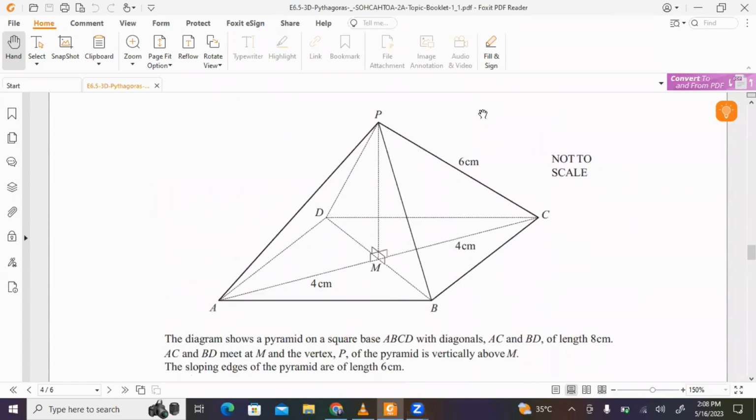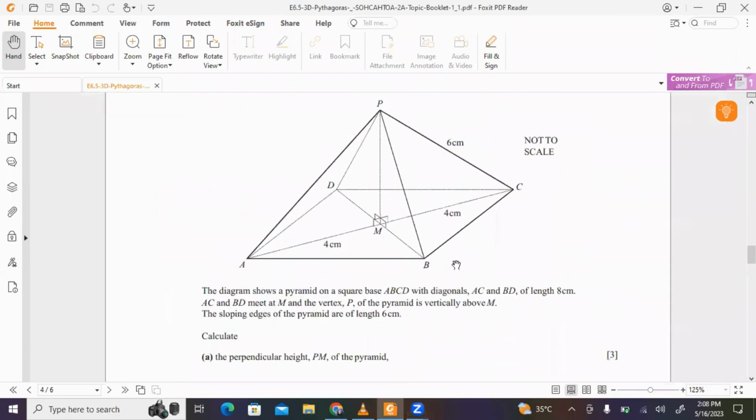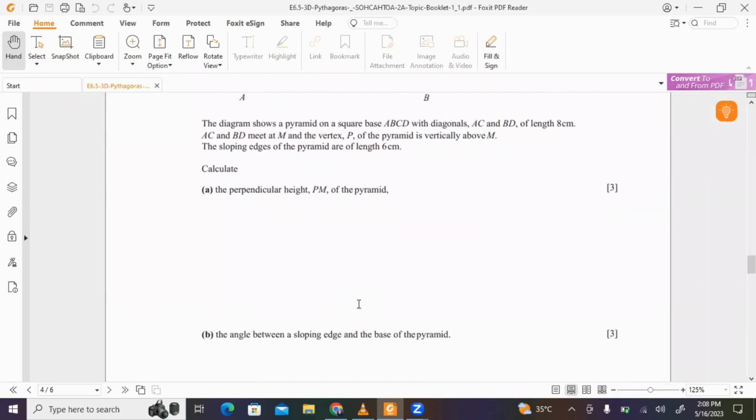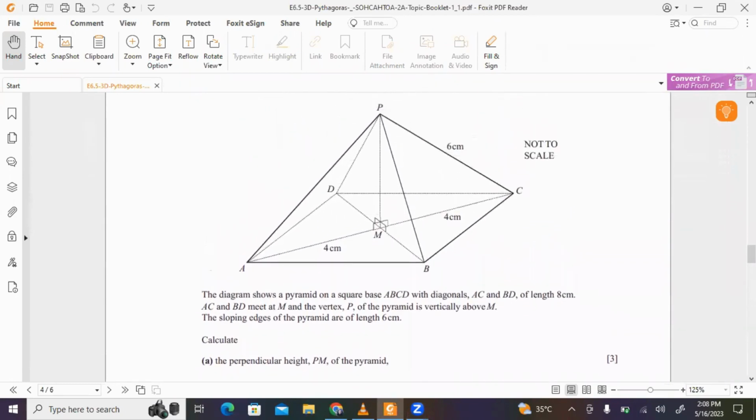And the next question says the diagram shows a pyramid on a square ABCD with diagonals AC and BD of length 8 centimeters. AC and BD meet at M, and the vertex is at P of the pyramid, which is vertically above M. The sloping edges of the pyramid are of length 6 centimeters. We have to calculate the perpendicular height PM, and we have to calculate the angle between a sloping edge and the base of the pyramid.